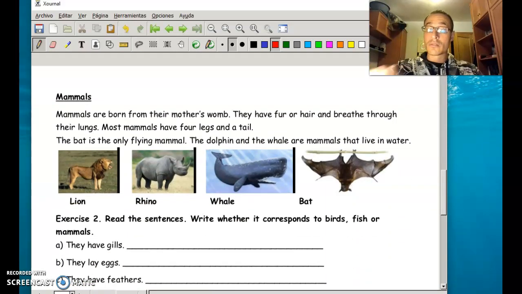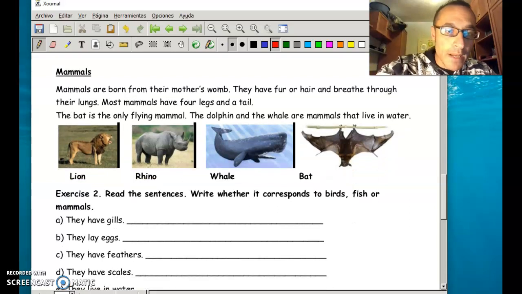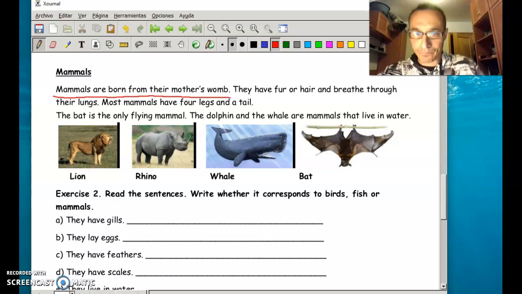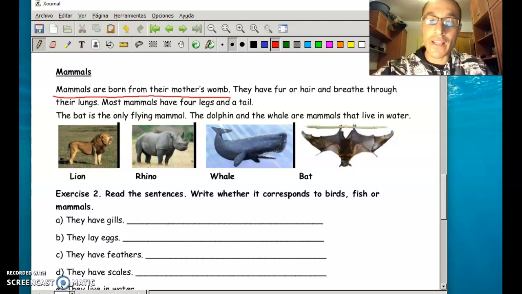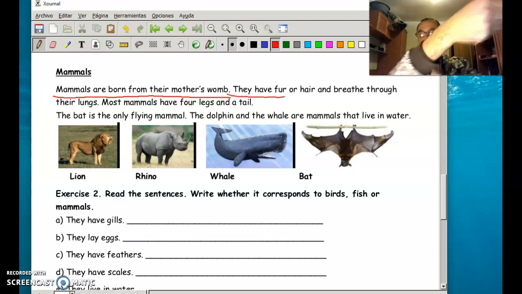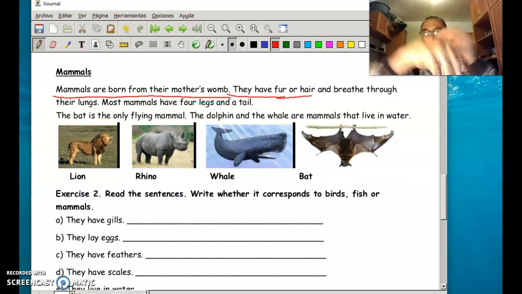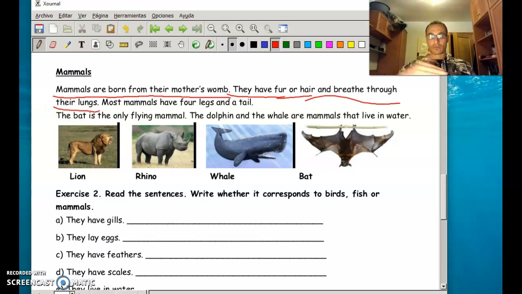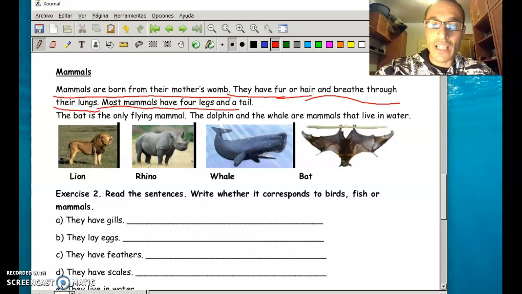Remember, you and me, we are mammals, yeah? And as we're going to read, let's read now. Mammals are born from their mother's womb, okay? You know that, yeah? You and me, we're born from our mother's womb. They have fur, okay? Got fur, and or hair, right? They've got fur or hair, and breathe through their lungs. They've got lungs as well, mammals. So most mammals have 4 legs and a tail.